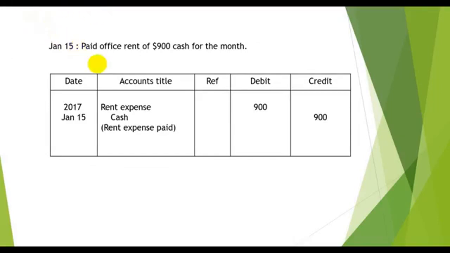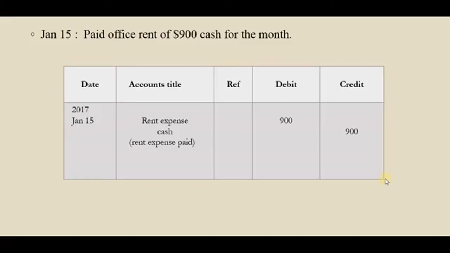Because paid office rent is one kind of rent expense, so we add rent expense on the debit side and cash on the credit side, because cash is decreased. After completing January 14, now in transaction January 15, it says that paid office rent of 900 cash for the month. So here the rent expense will be debit and the cash will be credit, because cash decreases and the expense is increased.